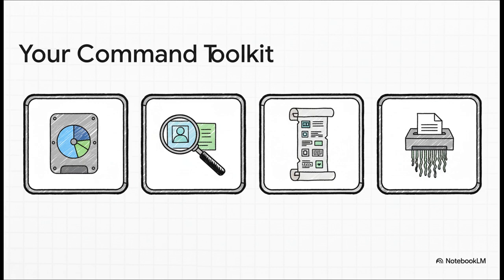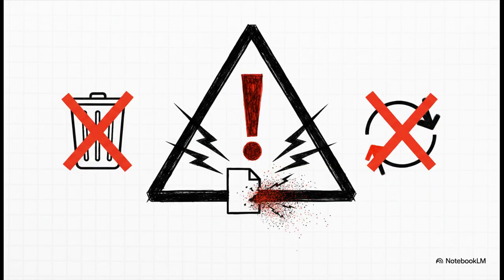And finally, rm, which is for remove. And I need you to listen to this very, very carefully. The rm command is permanent. There is no recycling bin. There is no undo. When you use rm, that file is gone forever. So always double-check what you're doing before you hit enter.